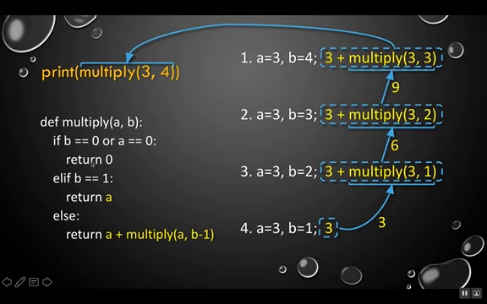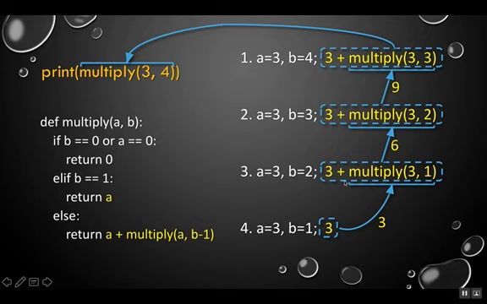Neither one of them are 0, so I'm going to skip that. But B is 1. That is true. So this time I'm just going to return A. So this iteration returns a simple value of 3. So 3 gets plugged back into this iteration right here. The result of this multiply call is 3.